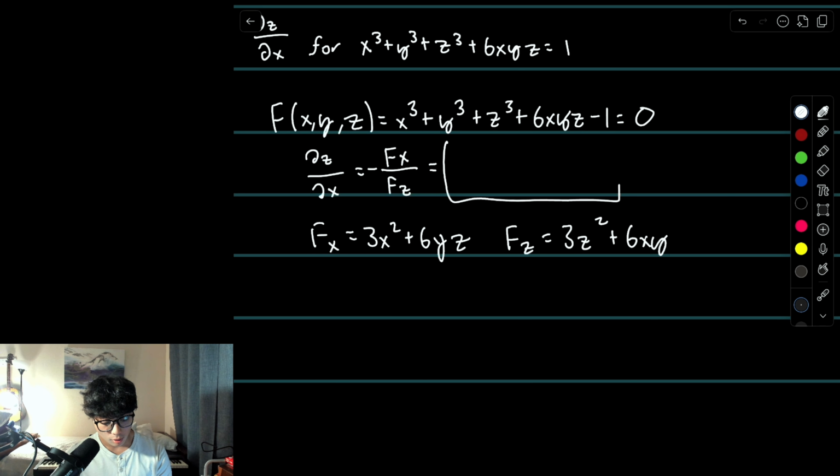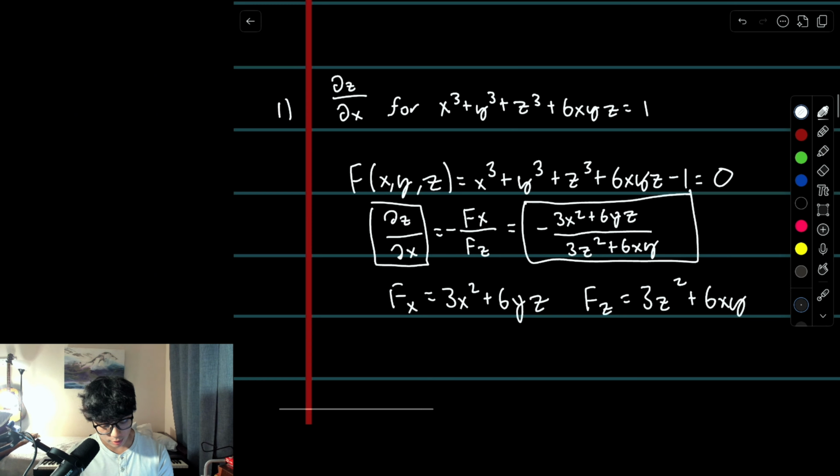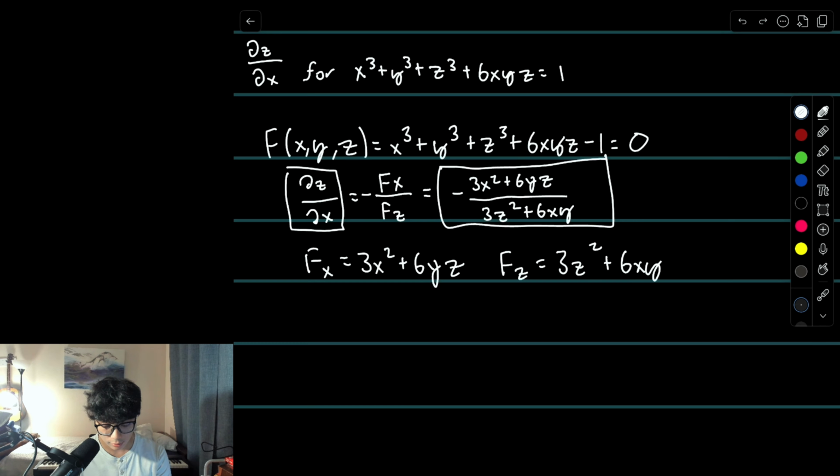Now that we have our missing pieces, we can plug into our box, which overall gives us -(3x squared plus 6yz) over our F sub z, which is 3z squared plus 6xy. And that is our final answer. Very simple. Okay, maybe this isn't our final answer because we can simplify this even further to become -(x squared plus 2yz) over (z squared plus 2xy).